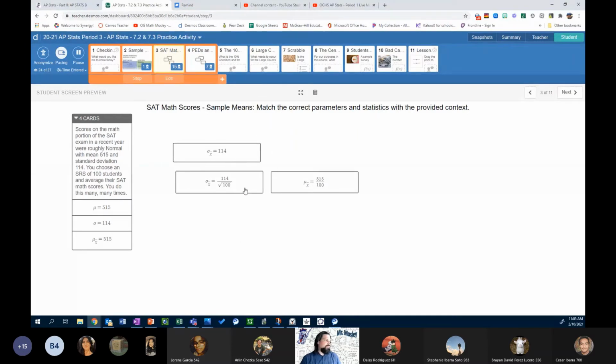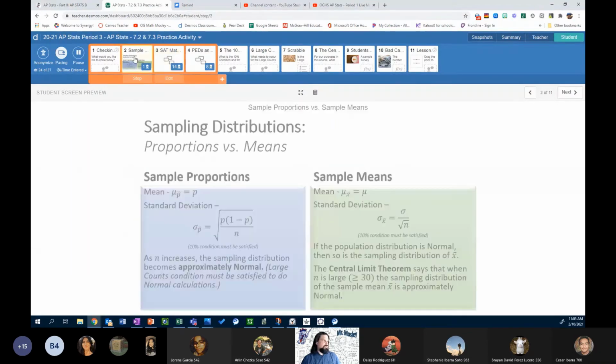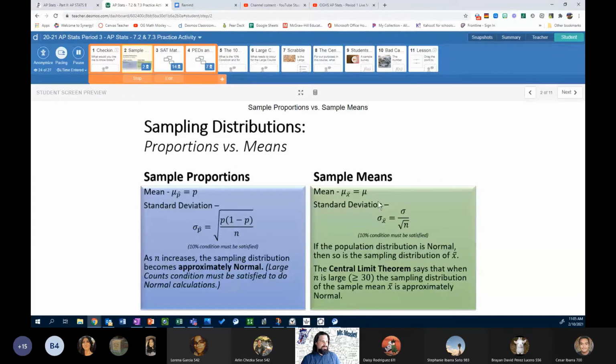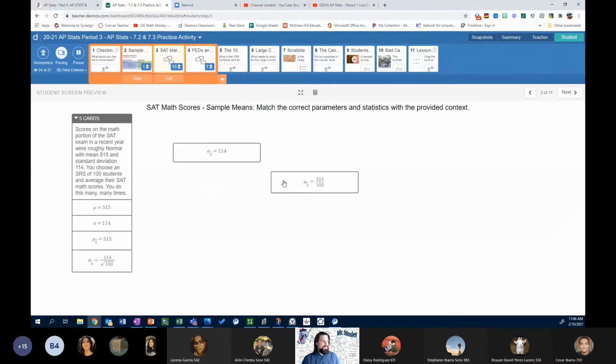Then the correct standard deviation for our sampling distribution of sample means, sigma of x bar, is 114 divided by square root of 100. And again, this goes back to our formula: the standard deviation is sigma divided by square root of n. N is the sample size. Our sample size was 100. These other two don't go anywhere. Okay. So anything I can clarify on this example?